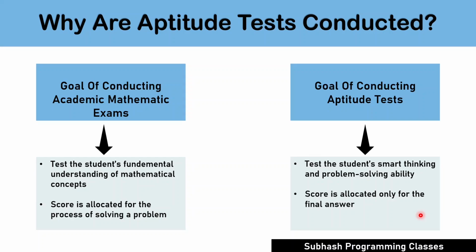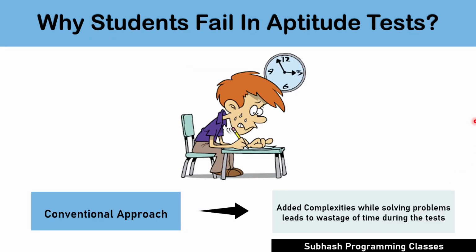Having said that, let me answer another famous question that I keep receiving from the student community. Why do most students fail in aptitude tests? This is another question that many students keep asking me. The answer is quite straightforward. Most students are good at the conventional method of solving mathematical problems. That is, they are very good at applying the systematic approach that is taught in schools to solve a given problem.